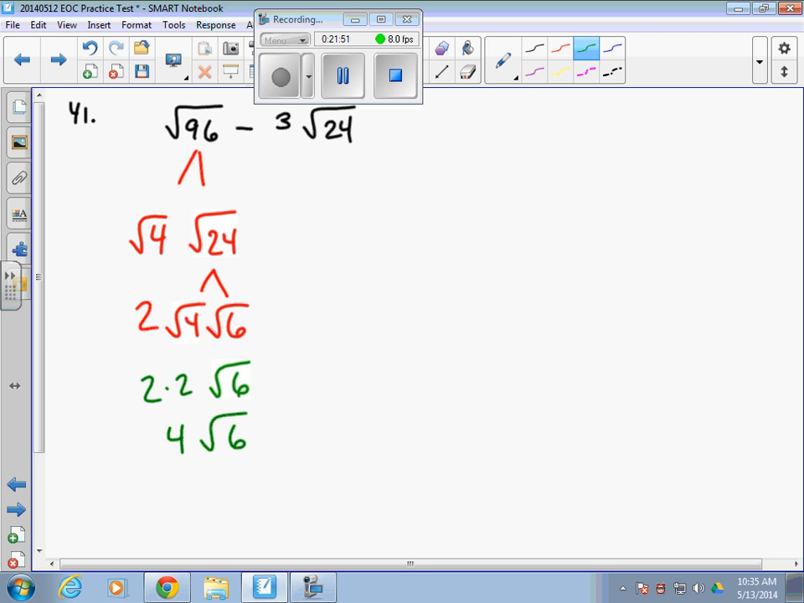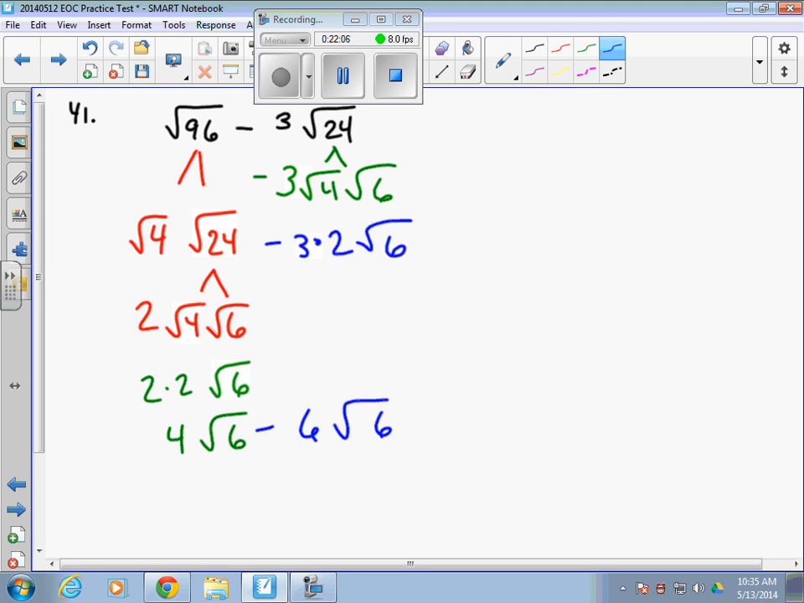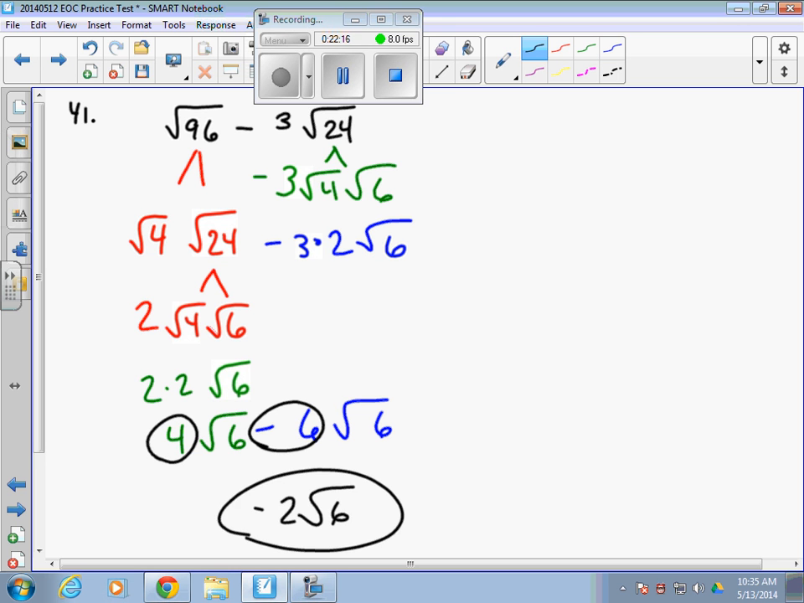You can do the same thing with the square root of 24 that we did a second ago. -3 times the square root of 4 times the square root of 6 again. -3 times 2 times the square root of 6, or -6 square root of 6. Now you have the exact same radical. Both of them say the square root of 6. So you take 4 and you subtract 6 from it, and you get -2 times the square root of 6.